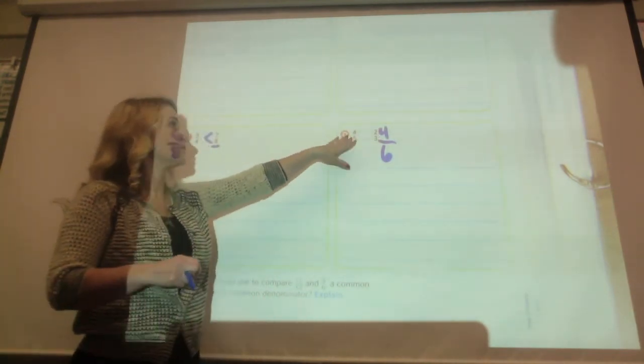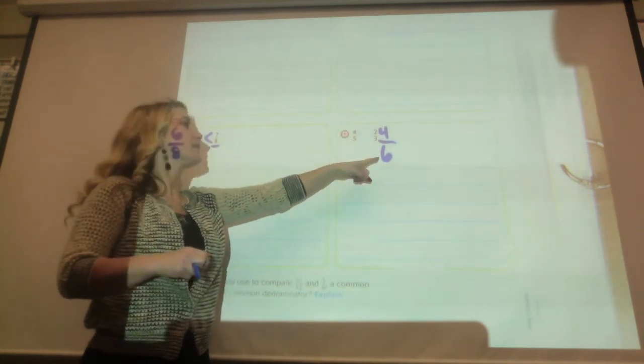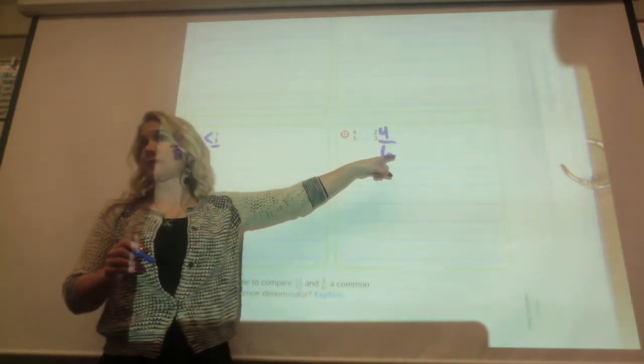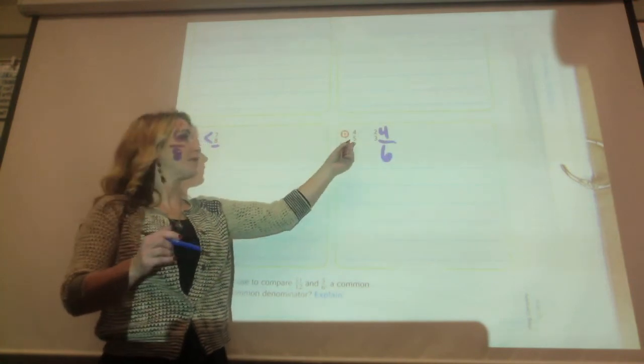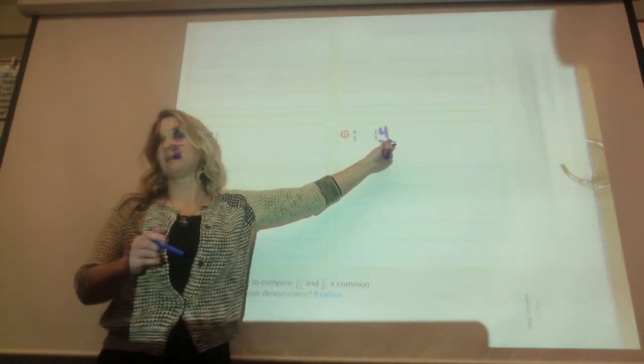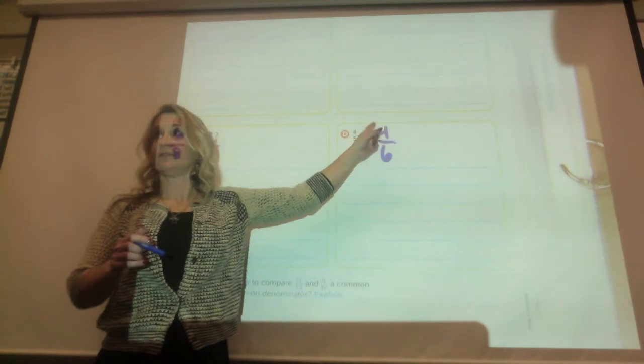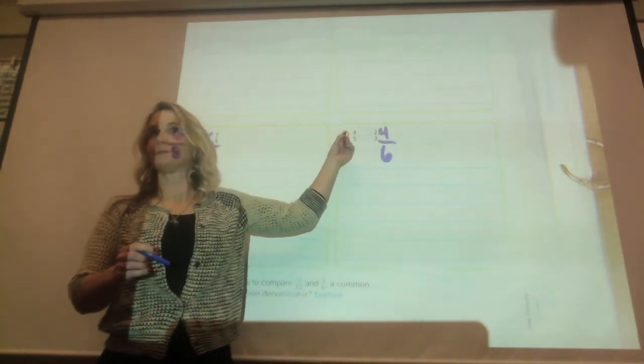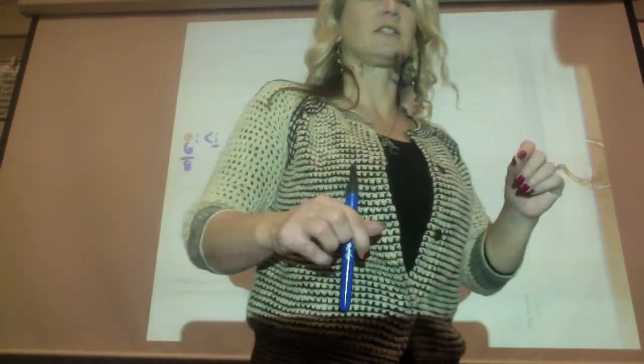Okay, so he said that this one is larger because the bigger the denominator, the smaller the piece. And if you have 4 of these pieces and 4 of these pieces are smaller, so this has to be the larger number. Okay, go ahead and write your little explanation.